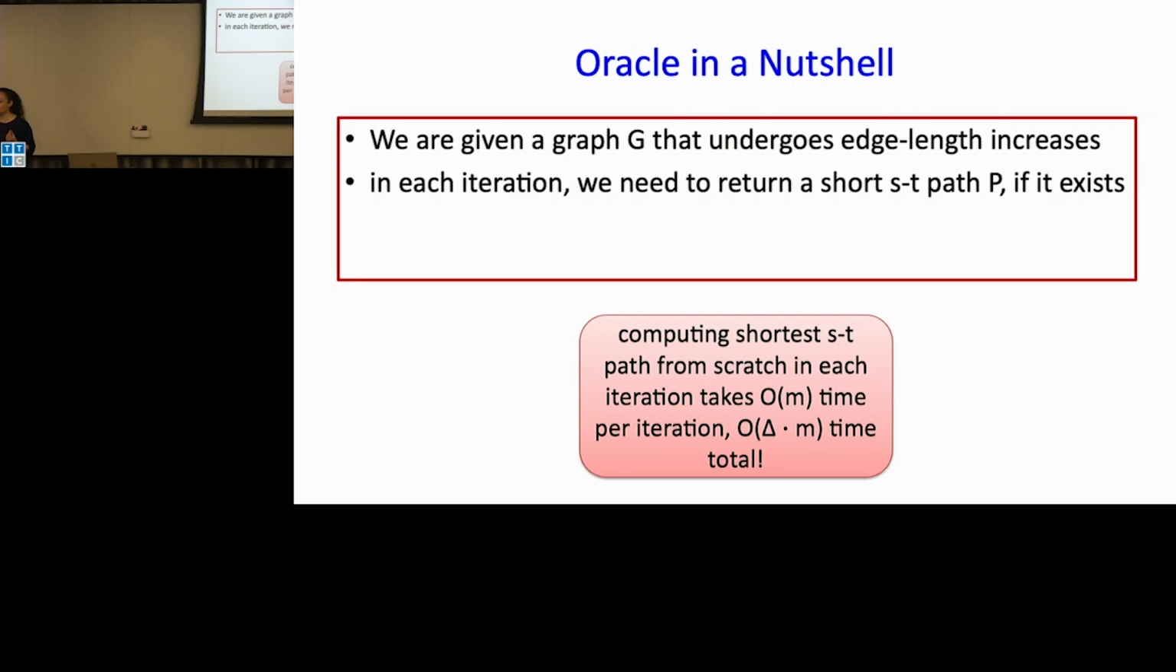So what is the hope? The hope is that we don't need to compute it from scratch, because it's not like every time we have a new graph, right? We have the same old graph that changed a little bit. So we hope we can maintain some data structures that will allow us to do this faster.